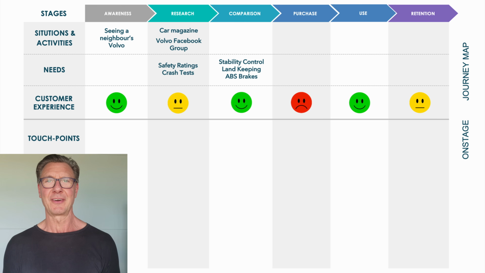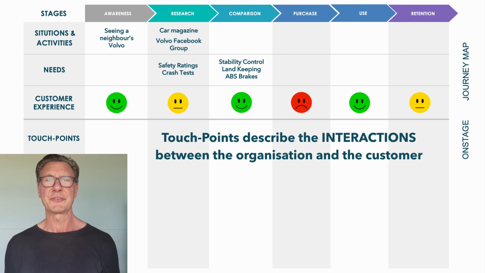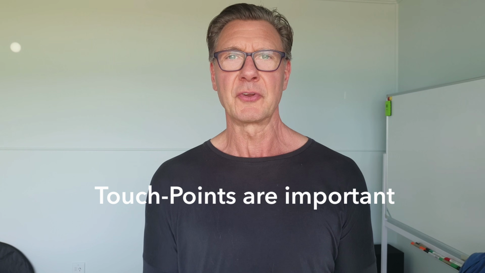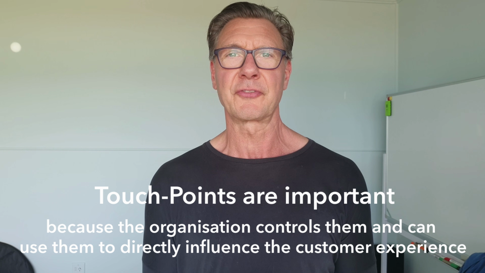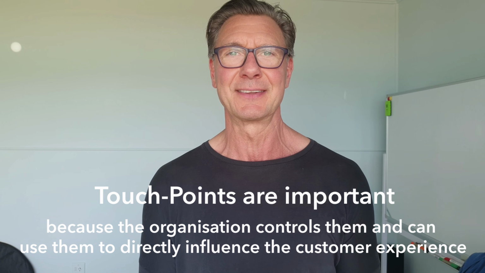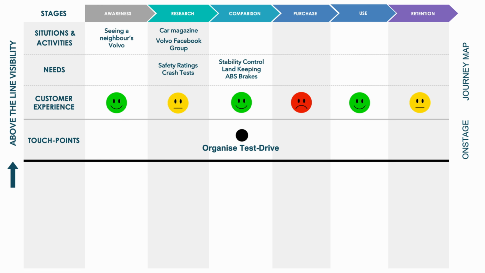It is in the on-stage component that touchpoints are identified, which describes the interactions between the organization and the customer. For example, after doing some research, a customer may call a dealership and request a test drive. Touchpoints are important because the company controls them and can use them to directly influence the customer experience. The customer journey map and the on-stage part are often referred to as above-the-line visibility.